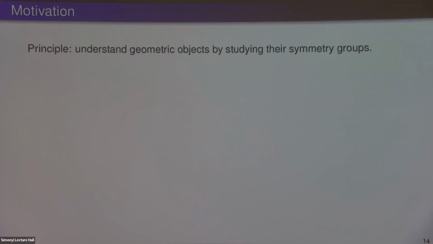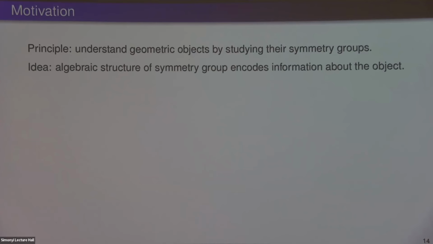And here's one. It comes from this overarching principle that's omnipresent throughout geometry, that we try to understand geometric objects by studying their symmetry. The idea here is that the algebraic structure of the symmetry group is supposed to encode information about the underlying geometric object itself. I believe this goes back to Felix Klein, and we could examine this idea in one particular setting, where the geometric object is, let's say, a topological manifold, and then the symmetry group will be homeomorphisms of it.